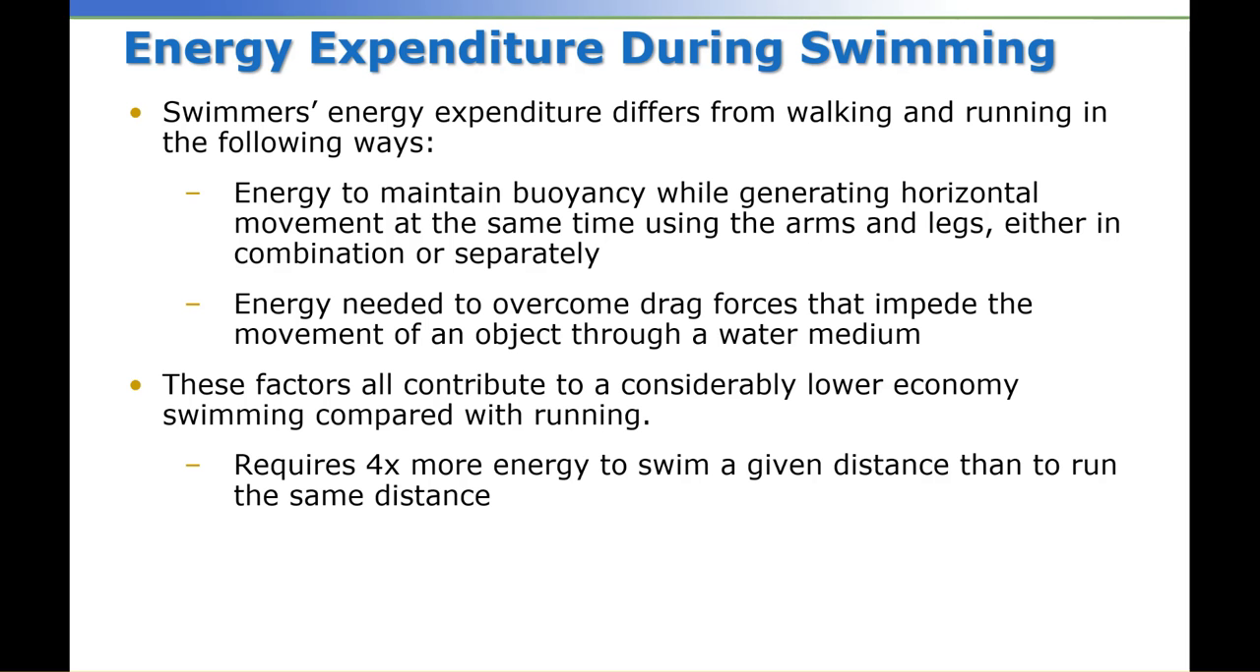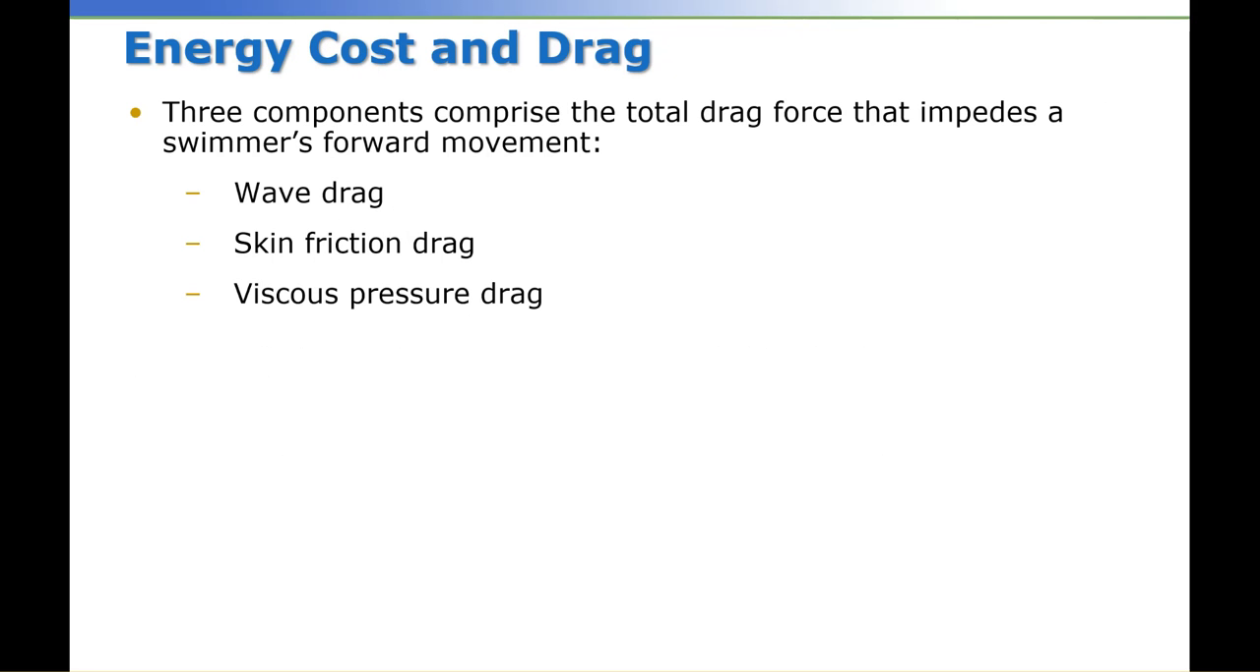It requires 4 times more energy to swim a given distance than to run the same distance, and this is based on the energy costs of drag: wave drag, skin friction drag, and viscous pressure drag. And this is what we're talking about here, 3 components. You have the wave drag that's caused by waves that build up in front of and form hollows behind the swimmer moving through the water. This component of drag only becomes a significant factor at fast speeds.